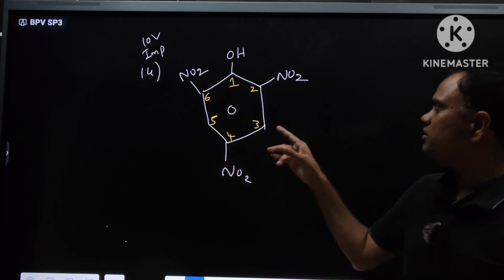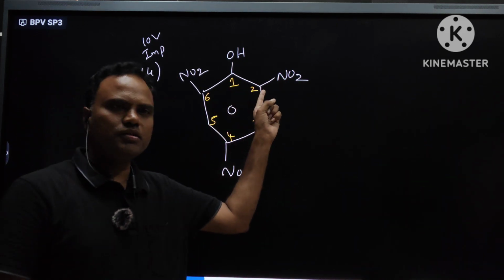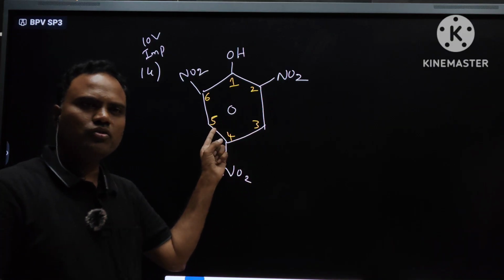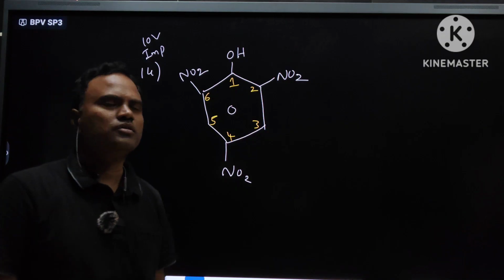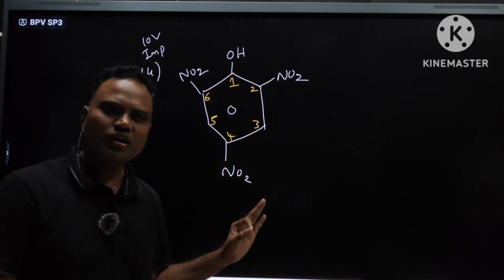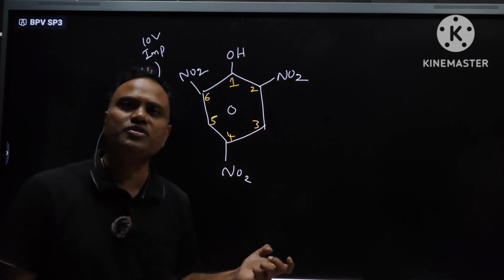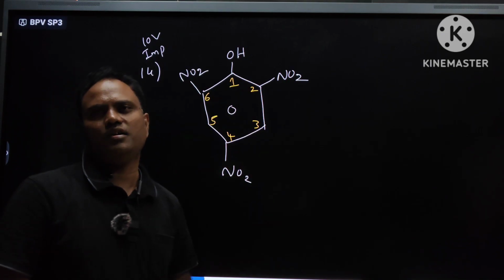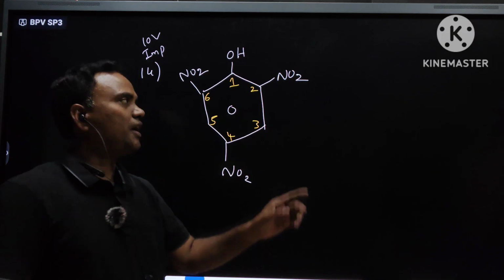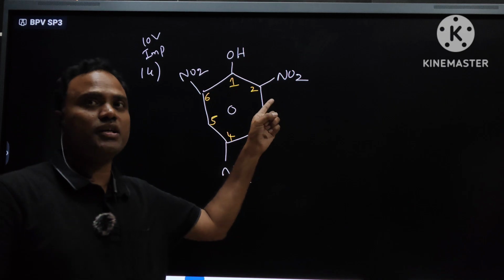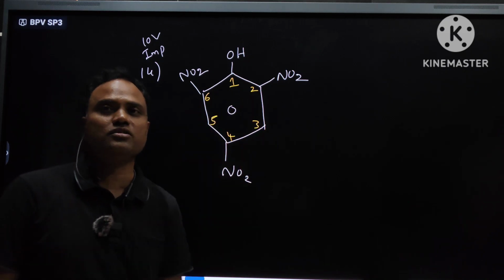See, at which positions are NO2 groups present? Tell me. Second, fourth, sixth. 2, 4, 6. Trinitrophenol. Yes, very good. Commonly it is called picric acid. Super. I explained this in general organic chemistry.